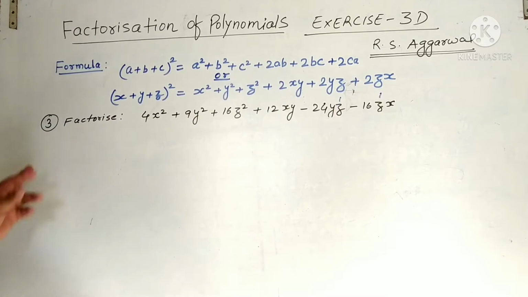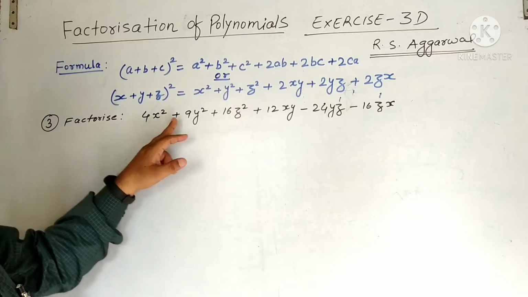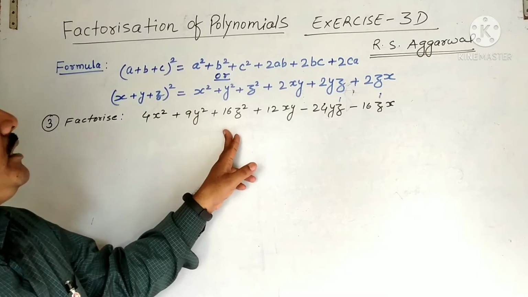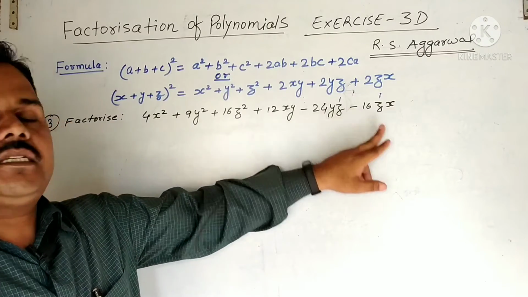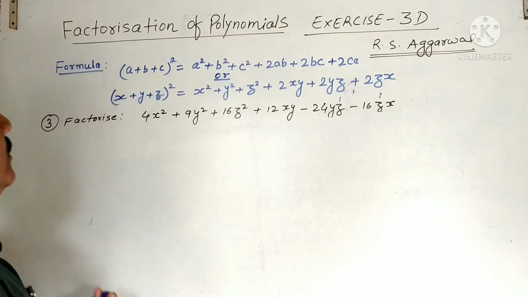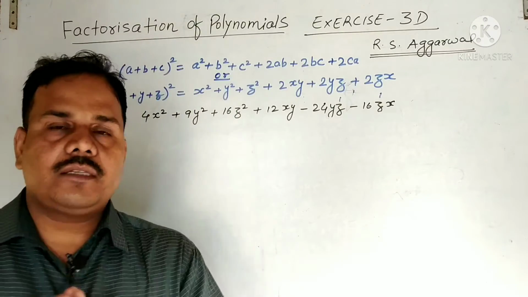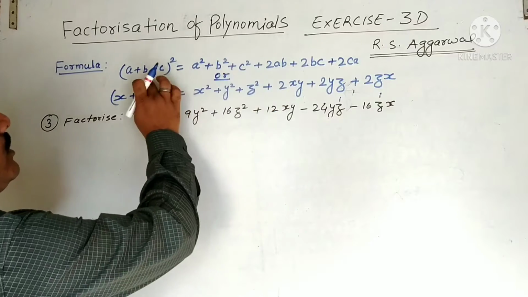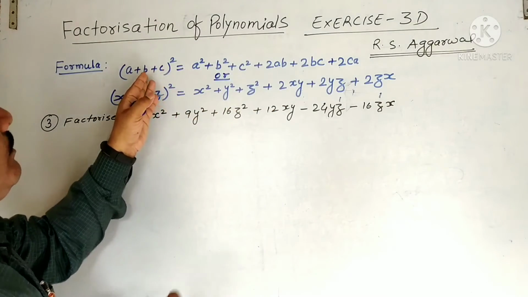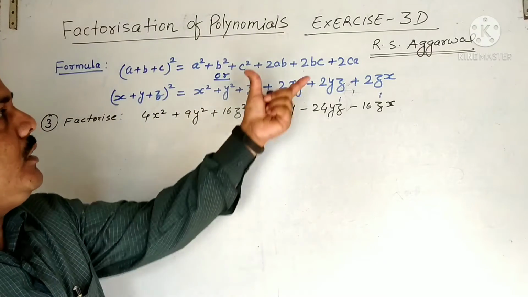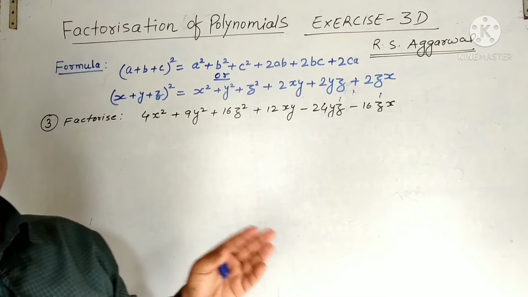Now we will see question number 3. Here it is factorization, means factorize 4x square plus 9y square plus 16z square plus 12xy minus 24yz minus 16zx. What we will do, see here, definitely factorization means to get the terms in product. That is the reverse. Before that, what we had done, expanded, means a square is given, we expanded it in this form. Now if this one is given, we will find it in terms of product.